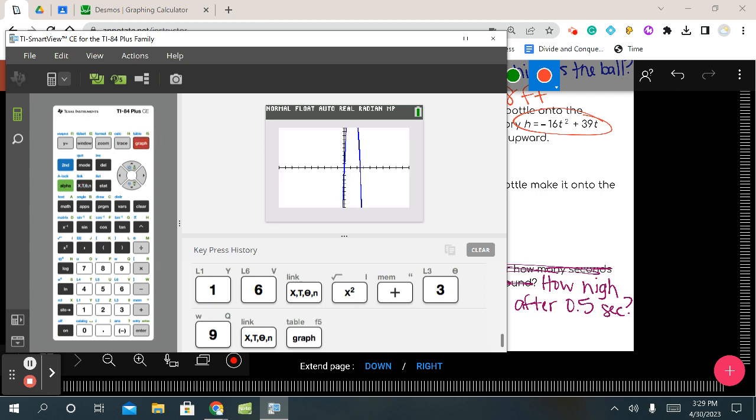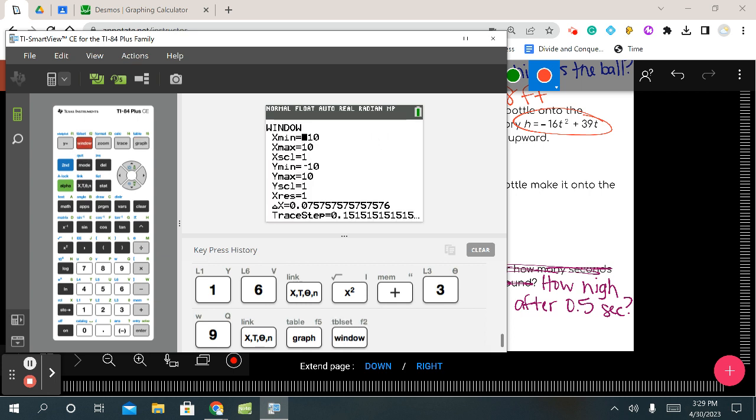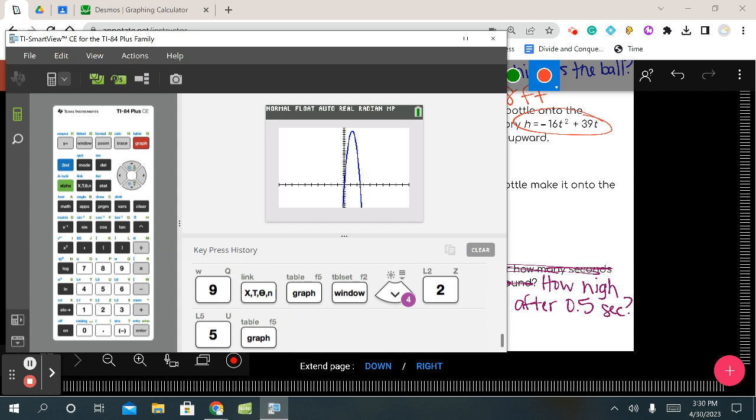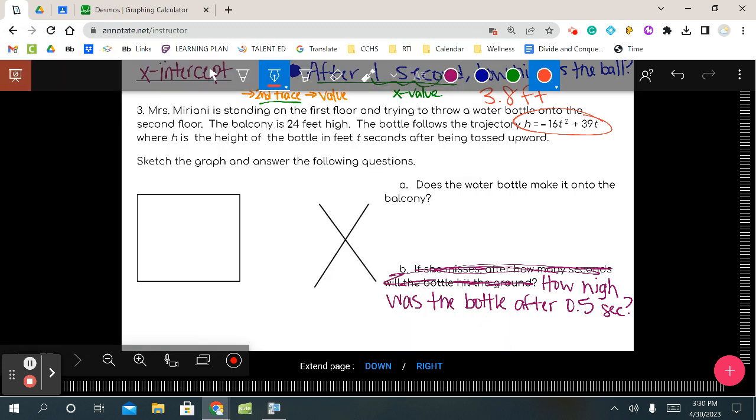You guys, I can't see the top. So that means my y max needs to go up. I'm going to go to my window and change my y max to 25 to see if we can see it. Yes, at 25, I can see it. That's going to change a couple things whenever I'm putting my stuff on my paper. This stayed negative 10, this stayed negative 10, and this stayed positive 10. We changed that y max to 25 so we could see the top.